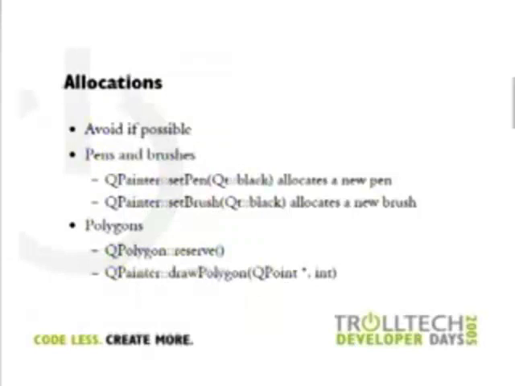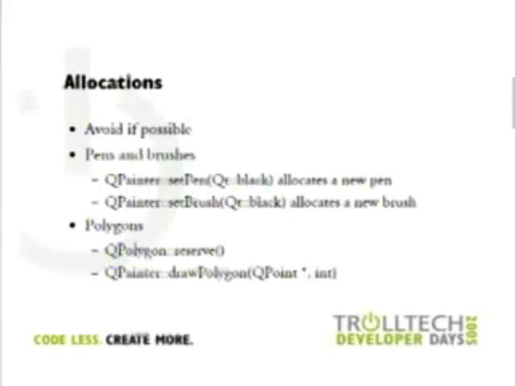Duh. This is something that everybody knows. Allocations are bad. Avoid them if possible. In Qt 4.0, there were quite a lot of allocations still in the painter's code path inside of QPainter. We tried to avoid this now. So this should only happen in uncommon cases, like esoteric use of QPainter.